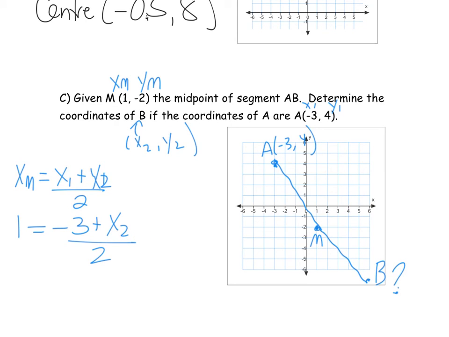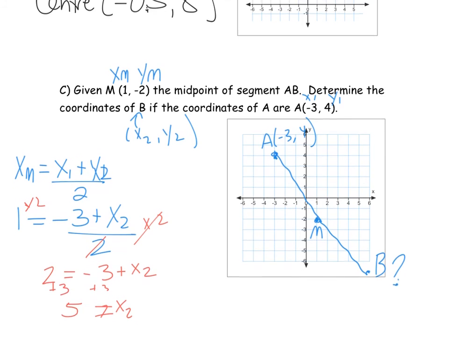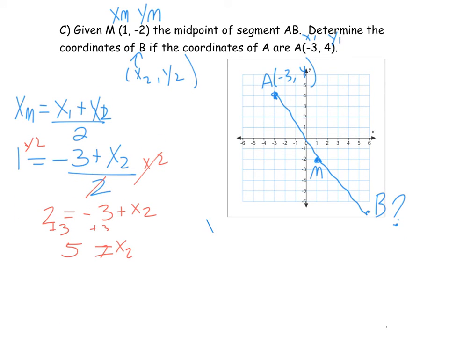So to isolate x2, I'm going to first multiply both sides by 2 so that this cancels. So now I have 2 equals negative 3 plus x2. To get the x by itself, I'm going to add 3 to both sides. So I have x2 is equal to 5. Now I'll do the same for y. So my ym equals y1 plus y2 divided by 2. My ym is given as the midpoint is negative 2. My y1 is 4. My y2 I don't know. I'm trying to find it.